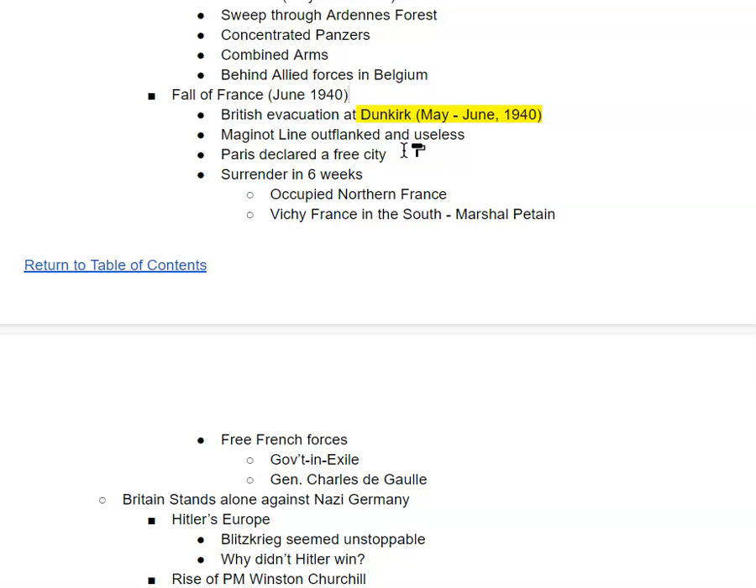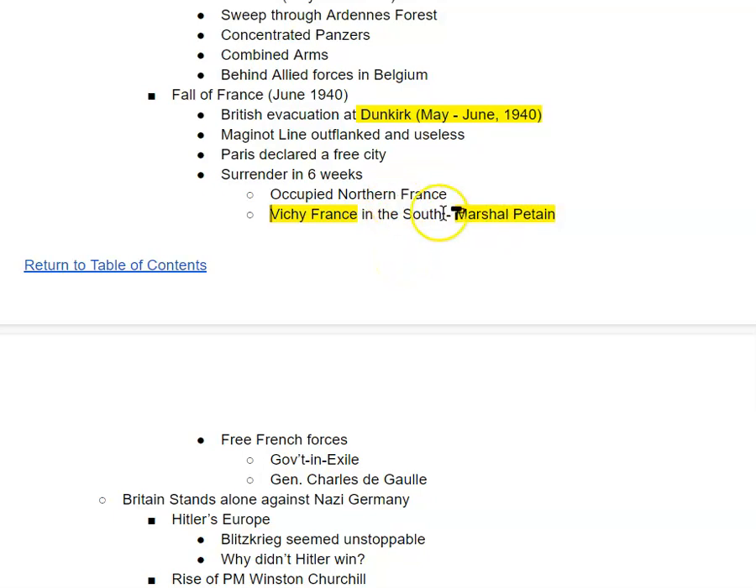Northern France had all been occupied. They allow southern France to set up its own semi-independent government called Vichy France. And Vichy France would be run by the famous World War I hero Marshal Pétain, who had been the hero of Verdun. He would earn infamy for cooperating with the Nazis as a collaborator by agreeing to run southern Vichy France for them. However, there was another option.